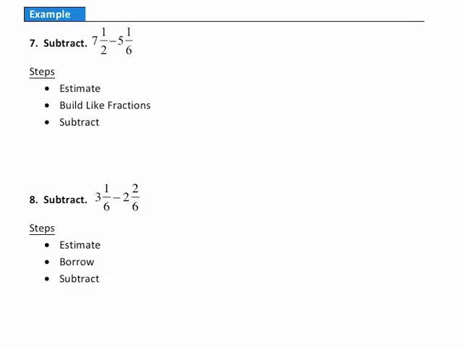Example 7. I'm asked to subtract 5 1/6 away from 7 1/2. Well, let's start with our estimate. 7 1/2 is exactly halfway between 7 and 8, so we round that up to 8. 5 1/6 is much closer to 5 than it is to 6, so we're going to be subtracting 5. So we get an estimate of 3.